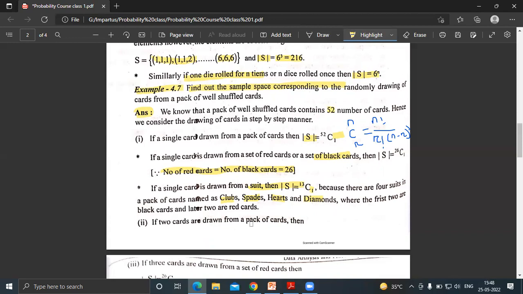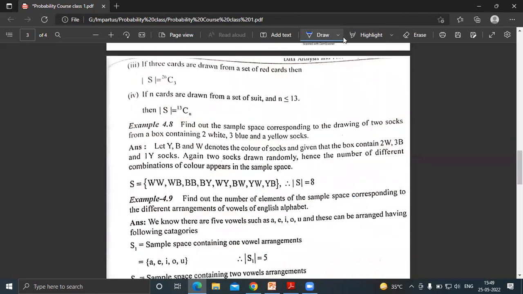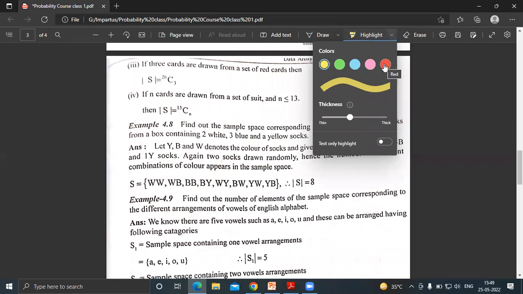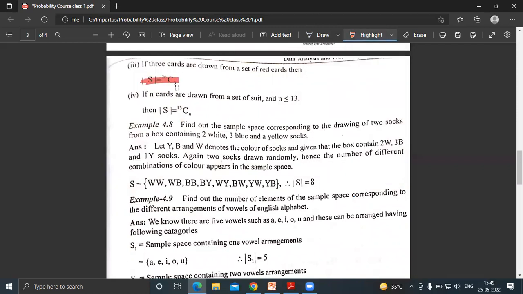Similarly, if 2 cards are drawn from a pack of cards, then what is its answer? Sample space cardinality is 52C2. Then similarly, another question is given: if 3 cards are drawn from a set of red cards, then the S value is 26C3, because 3 cards are drawn from a set of red cards and you know red cards contain 26 cards.